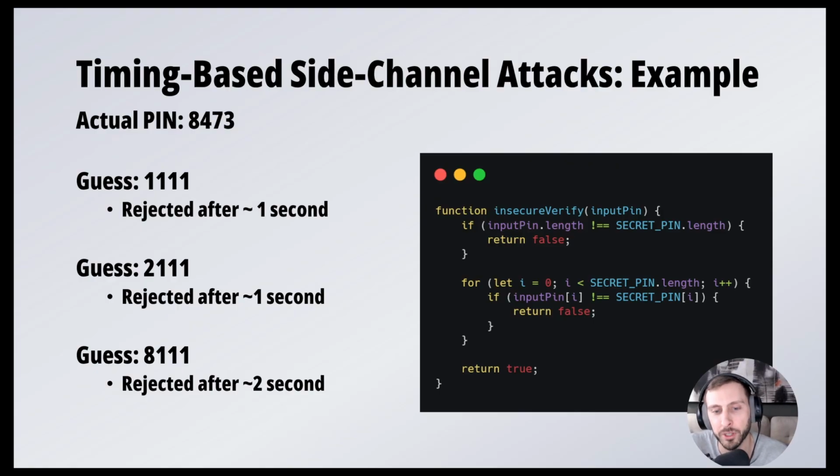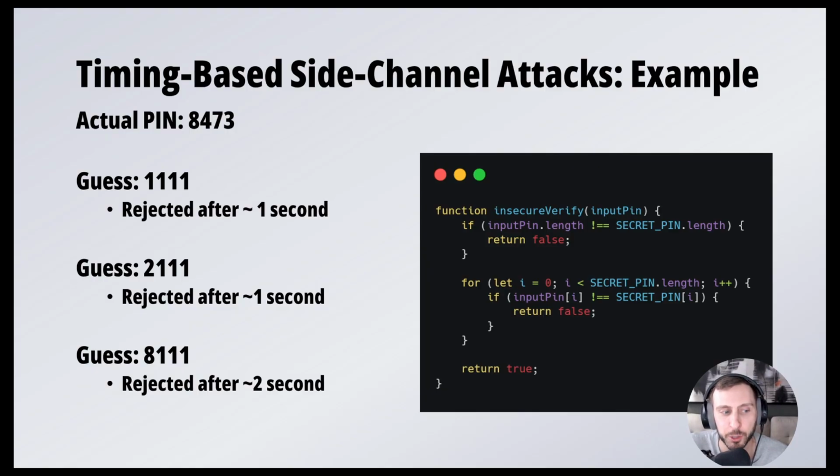We can ignore the code snippet for now, but I'll come back to that after we talk through the example. If I guess 1111 and the algorithm compares the pins digit by digit, well, it compares the 1 to the 8. It sees that those are different, and the algorithm returns. So one comparison, it takes 1 second. If we guess again, 2111, we have the same result. 2 is not 8. It compares 1 digit, and then it returns.